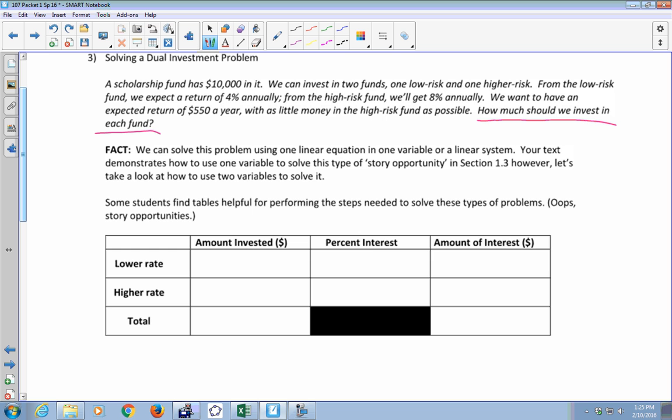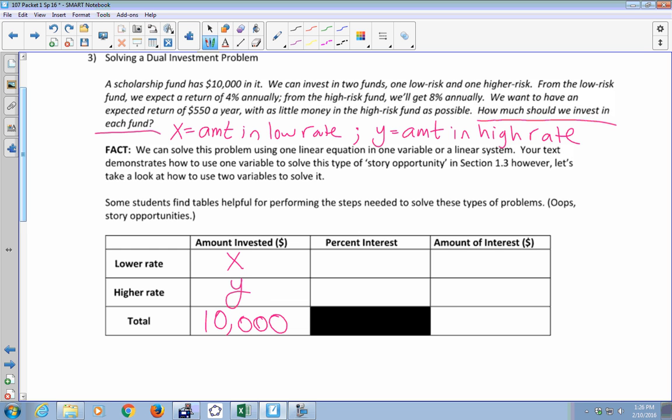Okay, so let's have X be the amount in the low rate fund, and Y will be the amount in the high rate fund. So the amount we're investing in the lower rate, don't know. In the higher rate, don't know. That's what they're asking me to find out. So I put X and Y in the chart. How much total am I investing here? $10,000. So I put that in the bottom of the chart for total.